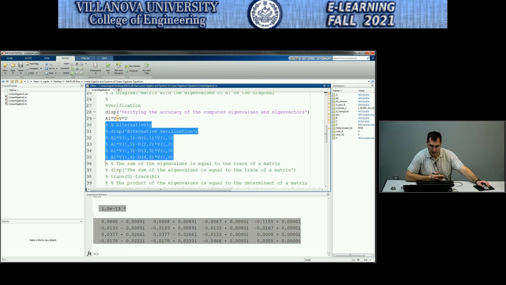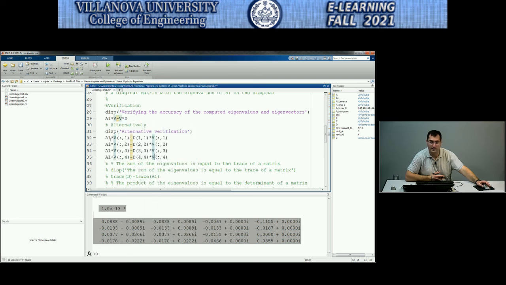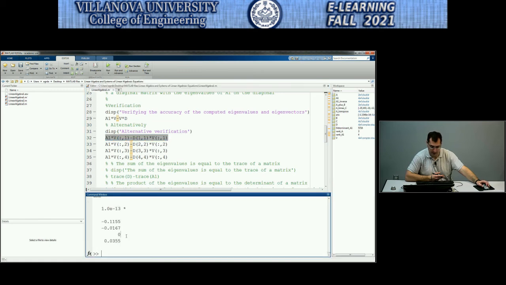You can find an alternative way of verifying by checking this for an individual eigenvalue and eigenvector. You take the first eigenvalue multiplied by the first eigenvector, and A times the eigenvector minus eigenvalue times the eigenvector should be 0. If you run this for each eigenvalue and eigenvector, you're going to get 0 as well. So you get a bunch of zeros. Again, in MATLAB, 10 to the power of minus 14 is viewed to be 0.